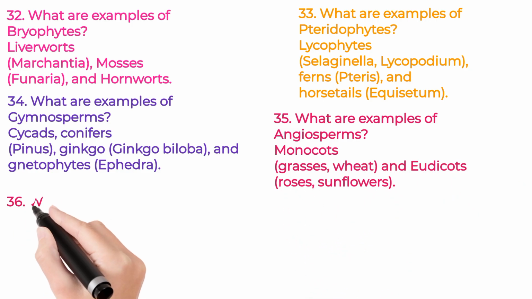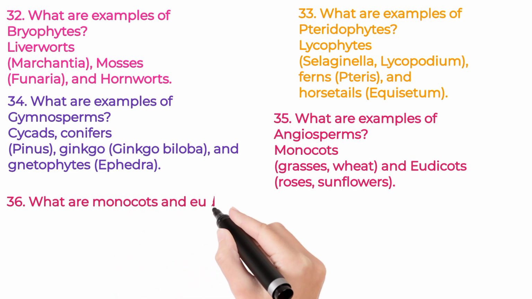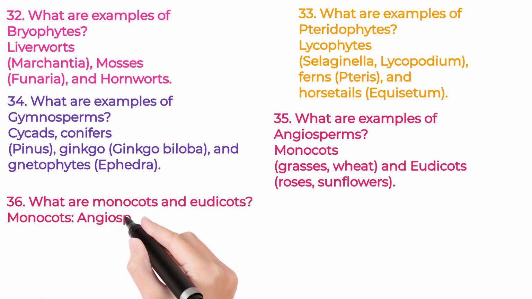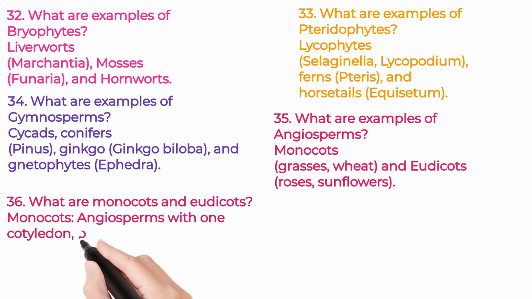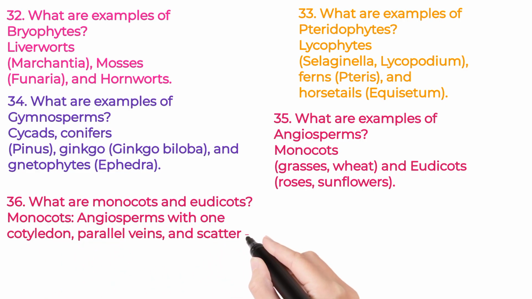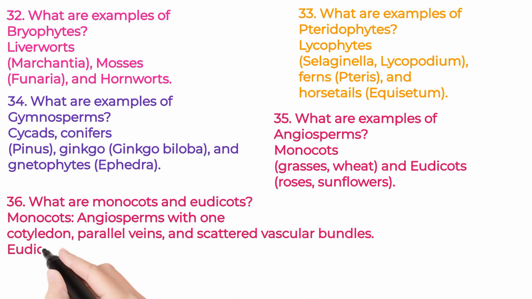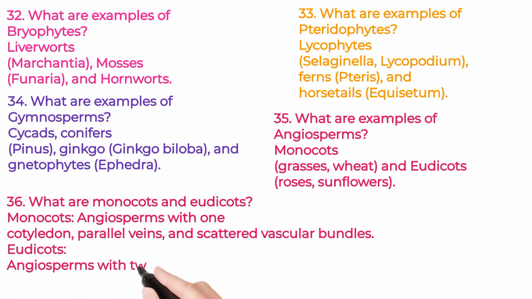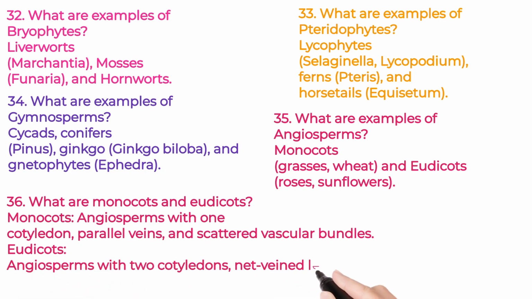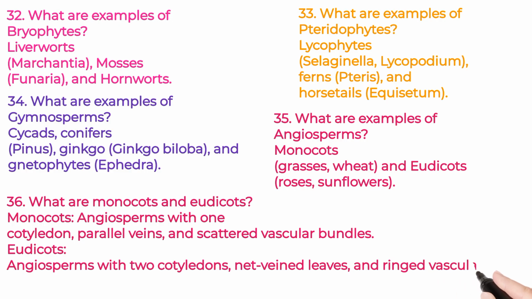36. What are monocots and eudicots? Monocots, angiosperms with one cotyledon, parallel veins, and scattered vascular bundles. Eudicots, angiosperms with two cotyledons, net veined leaves, and ringed vascular bundles.